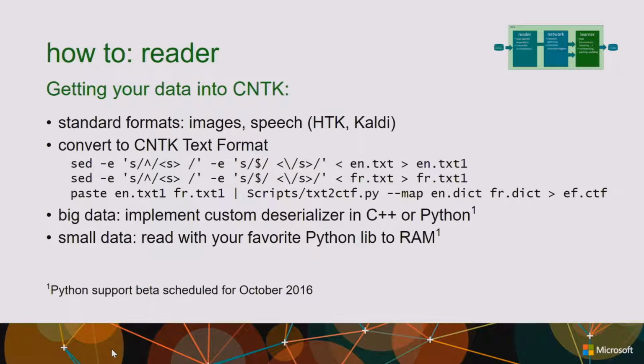So to get your data into CNTK, well, if you have standard formats such as images or some of the standard speech formats, we have standard readers for that. The other option is you can convert your data, for example, into the CNTK text format. This is an example to create an English to French translation corpus. And very soon, we will have a Python interface, so you will be able to implement a custom deserializer in Python that will still benefit from all this blocking and everything that I talked about. And if you have small data, of course, if you're running in the Python environment, you can just load it into RAM.